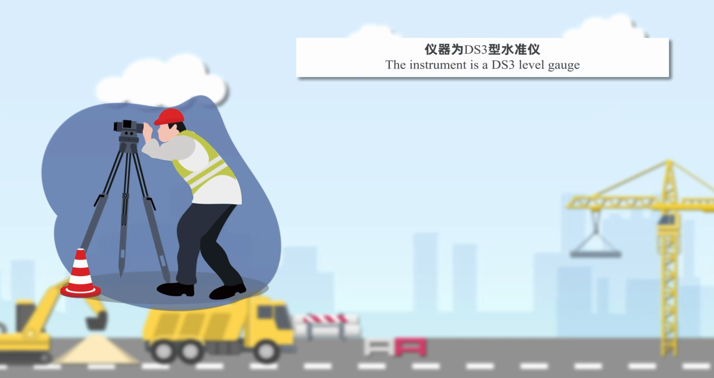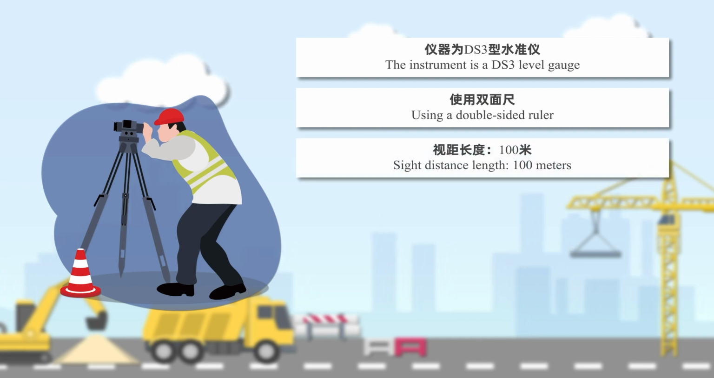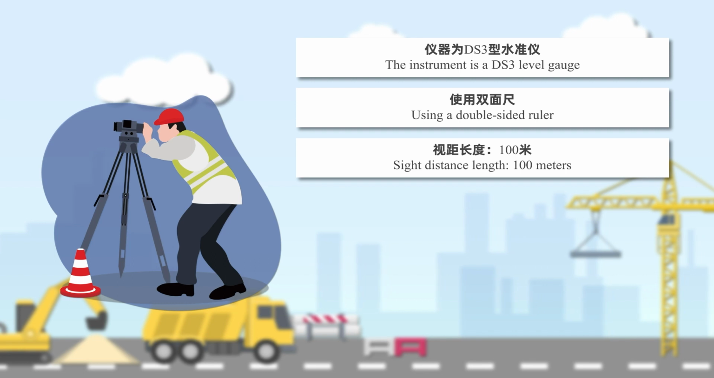1. The instrument is DS3 leveling instrument. 2. Use double-sided ruler. 3. Sight distance length, 100 meters. That is to say, the distance from the instrument to the rear viewpoint and the distance from the instrument to the front viewpoint cannot exceed 100 meters.